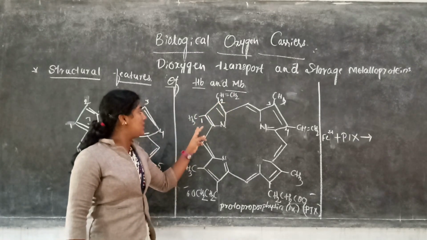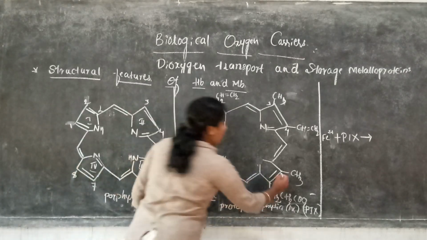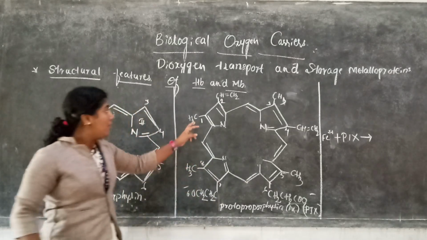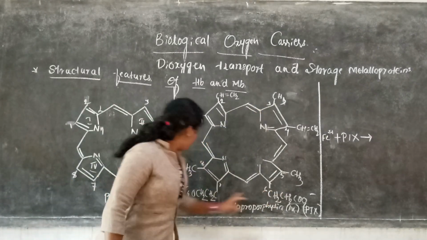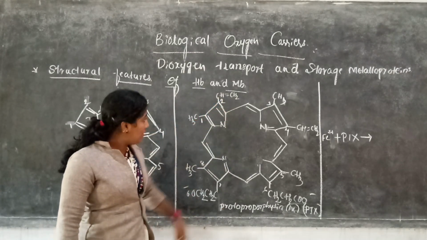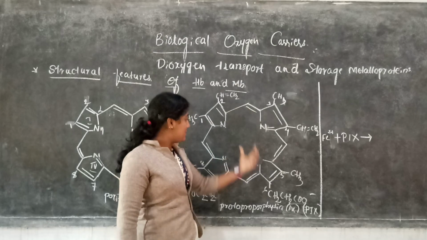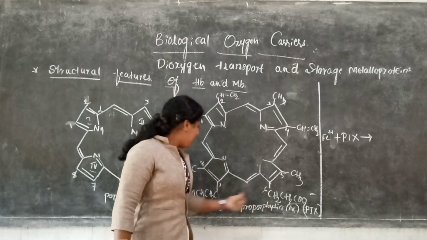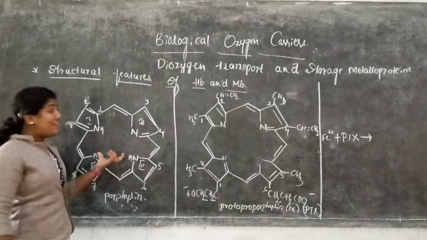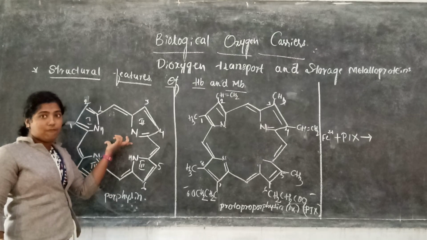Here CH2, CH3 in the 1, 3, 5, 6, 7, 8 positions. Positions 1, 3, 5 and 6 have the methyl groups, and the second and fourth have CH double bond CH2, then the 6 and 7 groups are carboxylic groups. So here we have the unsubstituted porphyrin family.